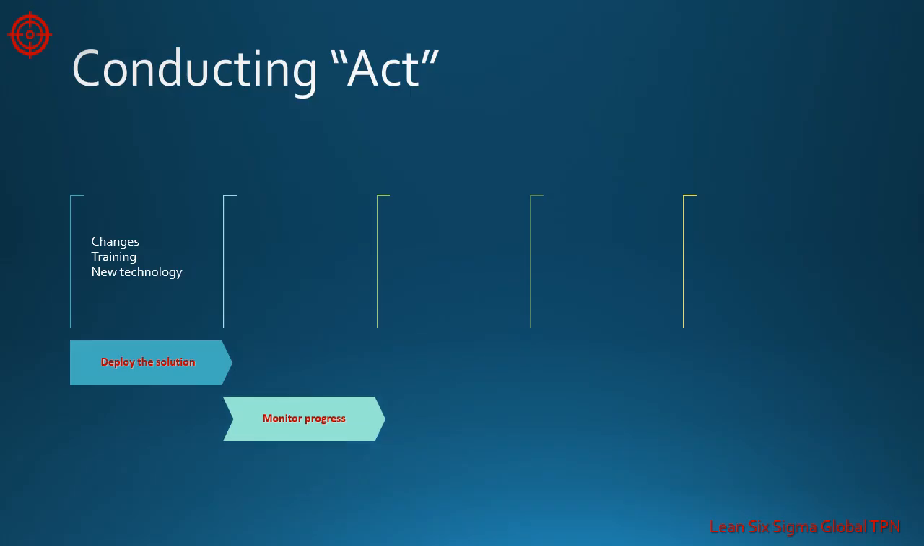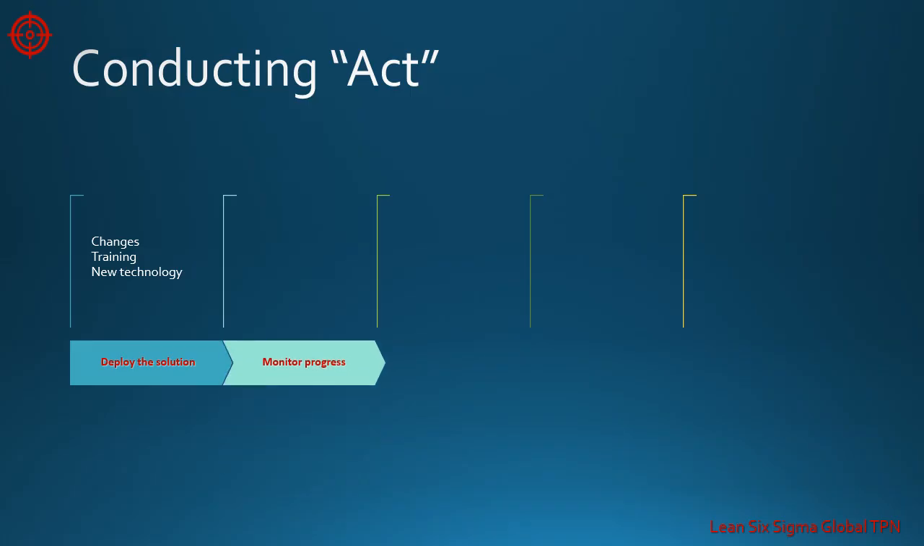Next, monitor progress to ensure that the solution is being implemented effectively and efficiently. This may involve collecting data and feedback, conducting audits or inspections, or using other tools to measure progress. The company monitors the IVR system by collecting data on the number of calls received, the wait times, and the customer feedback. They also conducted regular audits of the system to ensure that it was functioning correctly.